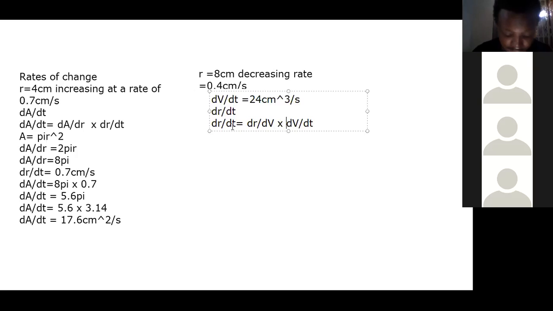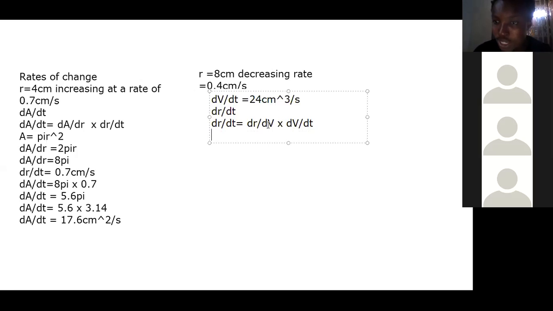Because the question states to find the rate of increase of the radius at that time, so we are finding dr/dt. Because we've been given dV/dt, which is 24 cm, the dr/dt equals dV/dt times dr/dV. When the dV cancels, we get dr/dt. So this is the same as this. I hope you understand it to this point.